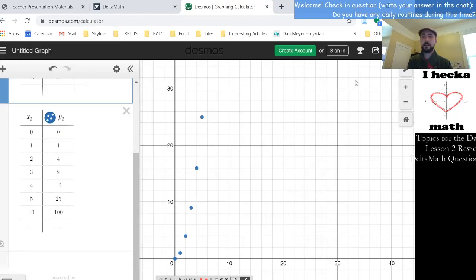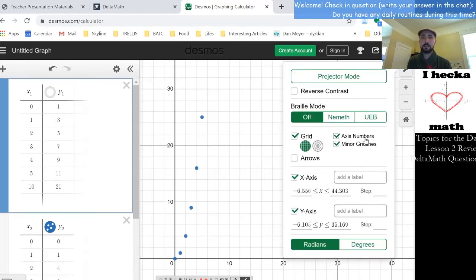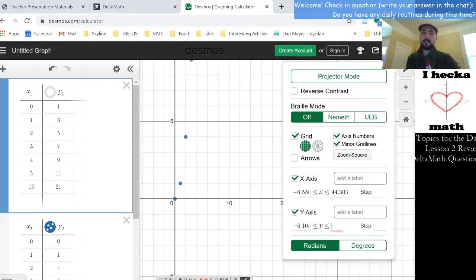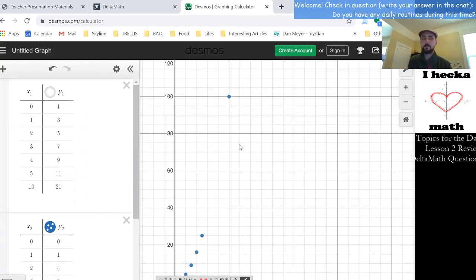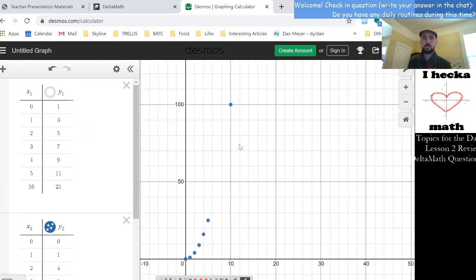So if we wanted to see that, I would need to change the scale of the Desmos graph, which I can do by clicking on the graph settings button here. If I click on graph settings, on the y-axis I can make the top y value say 120. And if I do that, oops, that's even more, then I can see that 10th dot, which is way higher than everything else. So this does not look like a line. These points are not connected in a line.